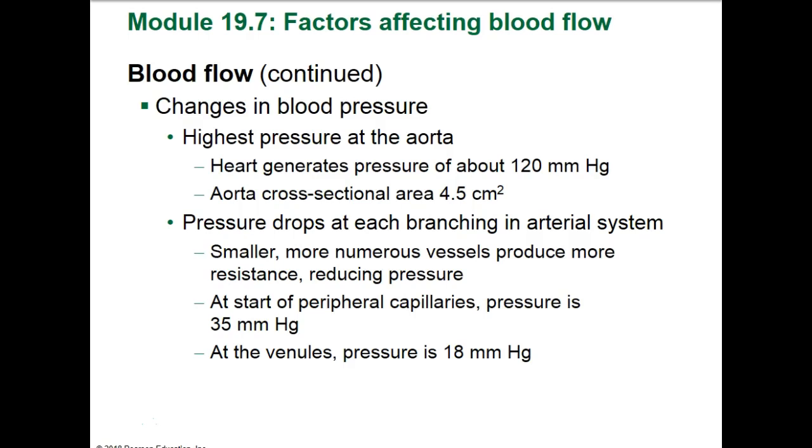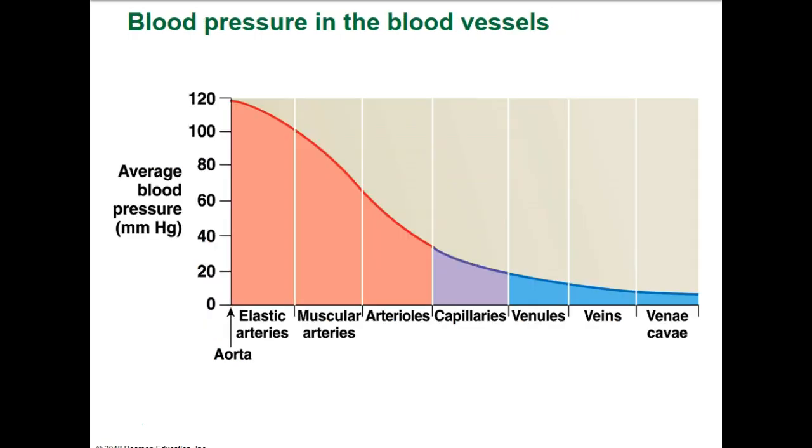And at each branch in the arterial system, the pressure drops. The smaller, more numerous vessels produce more resistance. This reduces the pressure. At the start of the peripheral capillaries, pressure is 35 millimeters of mercury. And at the venules, pressure is 18 millimeters of mercury. So you see how much it's reduced there. And this graphic shows that pretty dramatically, the change in blood pressure as you move from the aorta to the vena cava.